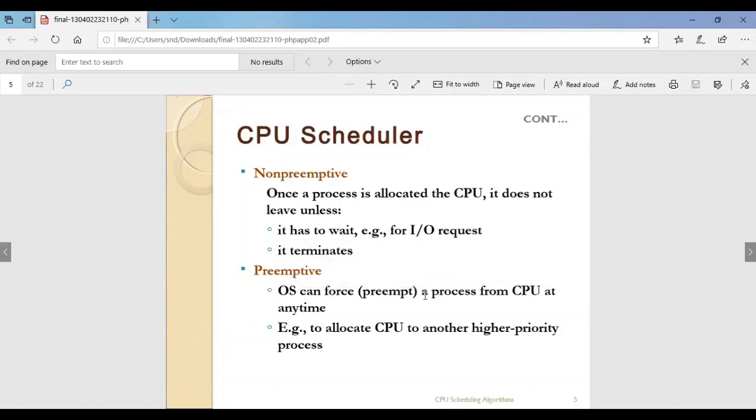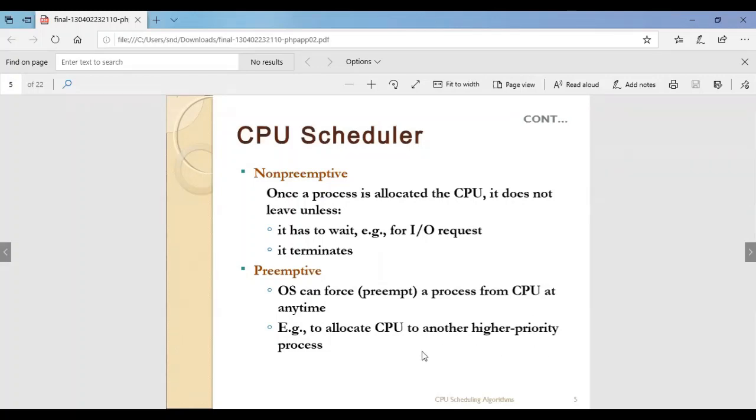So the OS can force preempt a process from the CPU at any time. Means we can stop that process. Suppose any higher priority process comes, that process will be stopped. So that is what it means: the OS can force or preempt a process from the CPU at any time, for example, to allocate the CPU to another higher priority process.